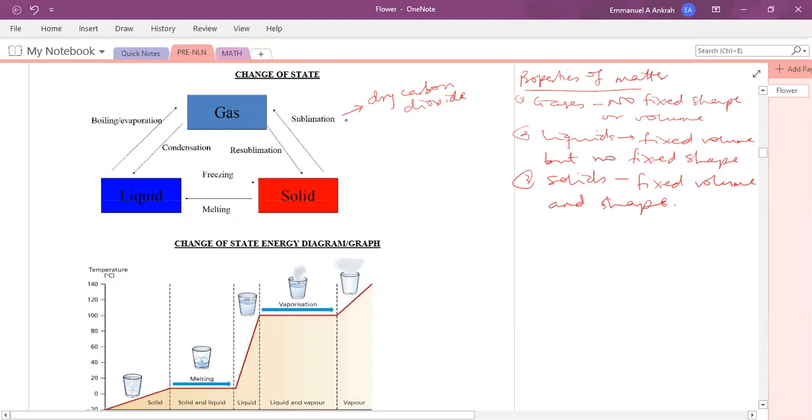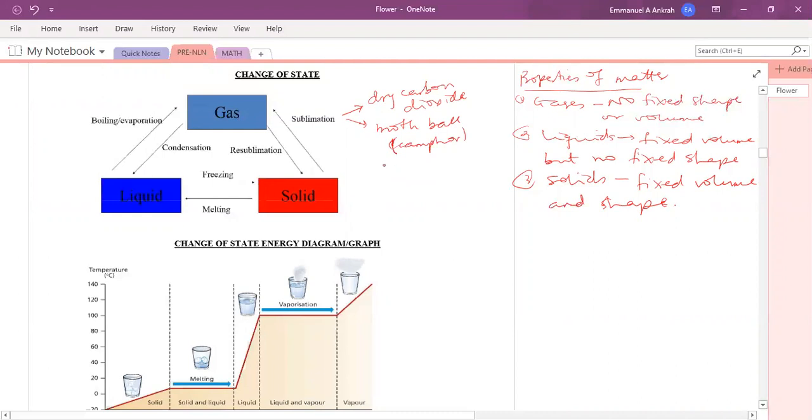Another example would be if you think of the mothball, or some people call it camphor. It's white. You know, people use it to drive away roaches and other insects. You put it in the drawer in the corner, and it drives them away. Yeah, it's white. So if you put it down, it doesn't become liquid. It just changes to gas.